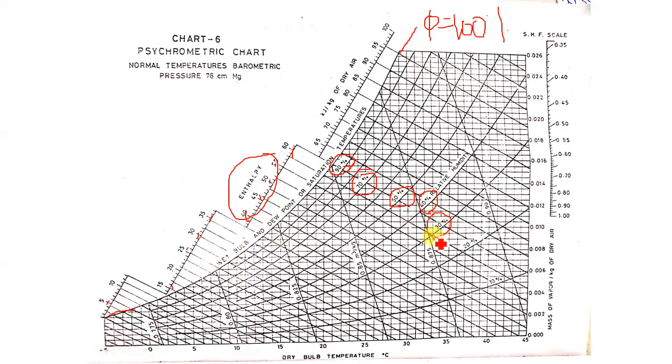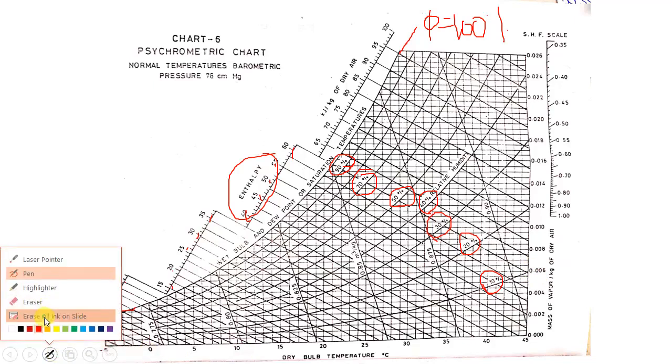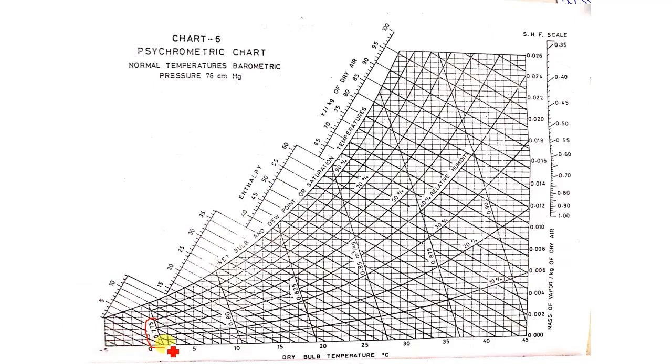So where do you find the specific volume curves? Let us understand. Here are the specific volume curves. Here 0.775, 0.8, 0.825, 0.85. How do you understand it as specific volume? Here they have given the units of it, meter cube per kg. So all these curves are specific volume curves.